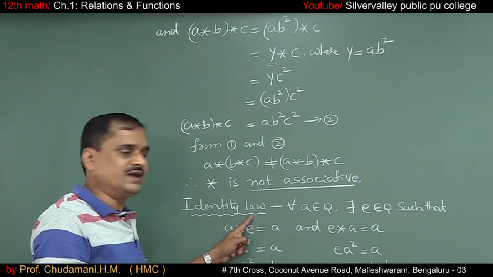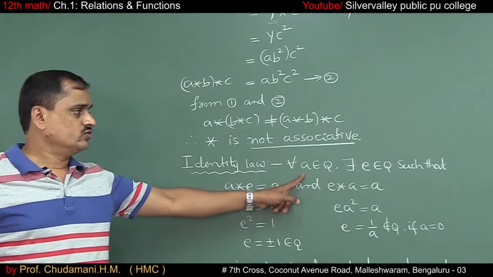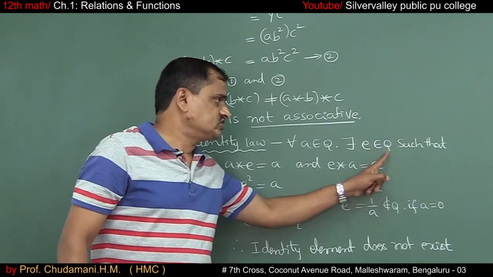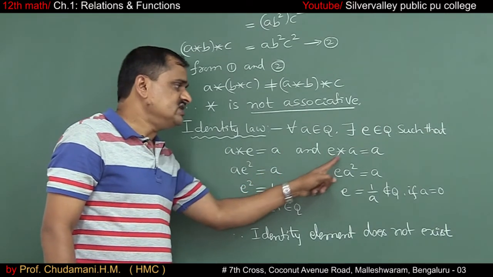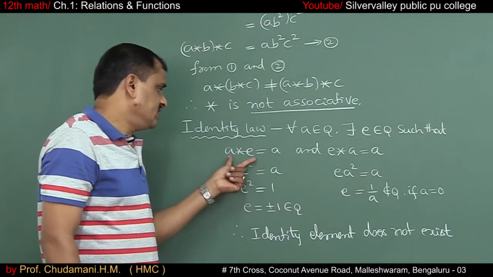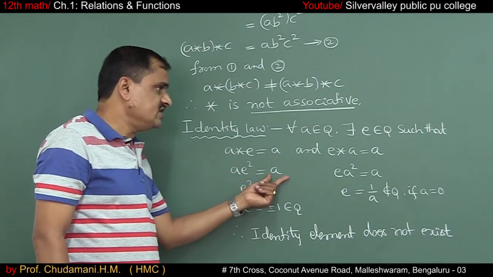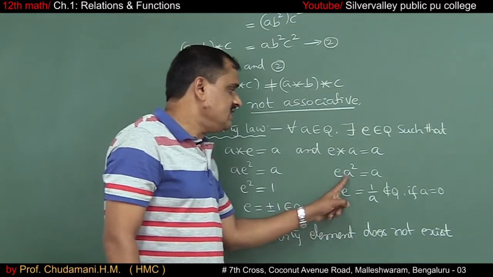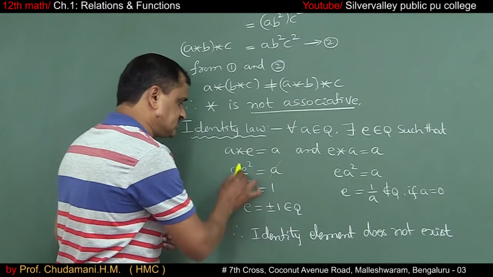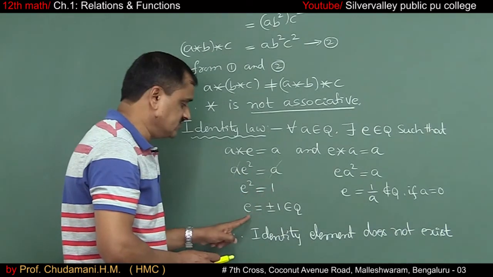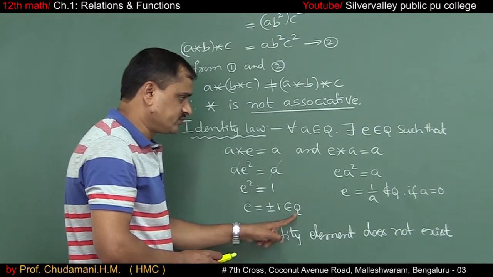Let us verify the identity law. For all elements A belongs to the set Q, there exists E belongs to Q such that A star E is equal to A, and E star A is equal to A. A star E means AE² is equal to A. EA² is equal to A. This means what? A gets cancelled. E² equals 1 means E equals plus or minus 1 belongs to Q.